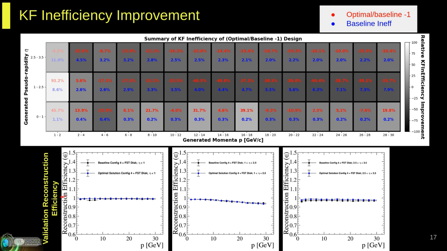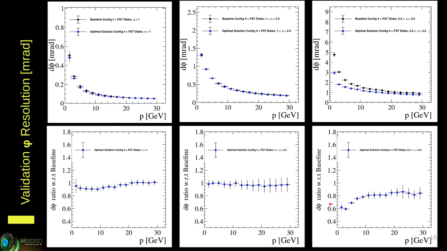The bottom plot shows the validation of the reconstruction efficiency in bins of eta. We do see that we still perform on par with the baseline design, and we have a consistent improvement. Here are more validation checks on the phi resolution, where we find that the result is not underperforming even though these objectives were not part of the optimization.